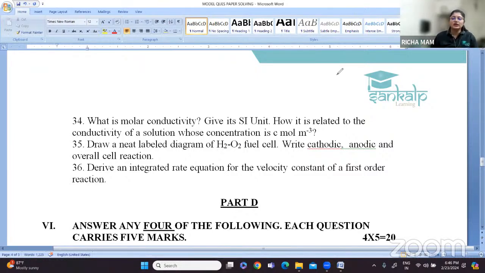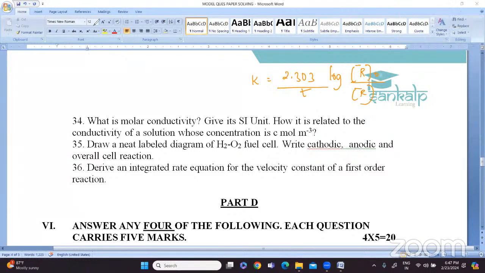You have to write the rate equation and then integrate it. Then find the value of the integration constant, substitute it, and rearrange to get the final equation. The final equation is k equals 2.303 by t log of R naught by R. So this is the first order reaction.